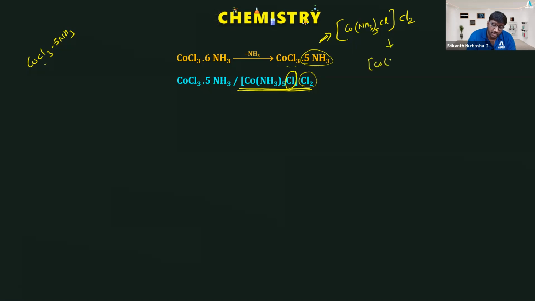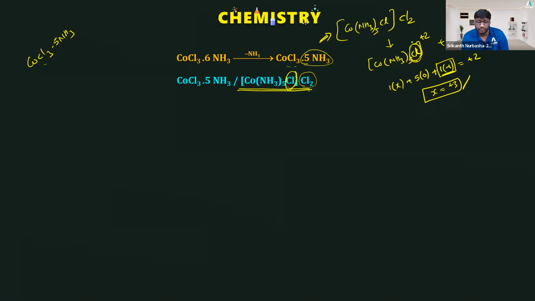We can say dissociation happened. [Co(NH3)5Cl]2+ plus 2Cl-. One cobalt is there, 1 into x, 5 ammonia, 5 into 0, plus 1 chlorine, 1 into -1, that should be equal to +2. From here you are saying +3 is the oxidation state of cobalt. You are using the negative charge of chlorine to explain the oxidation state of the metal ion, or not? Yes, sir. So this chlorine is also responsible for oxidation state or not?